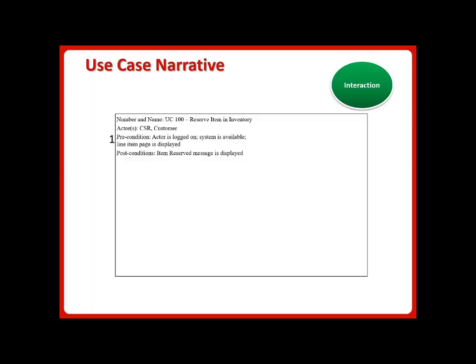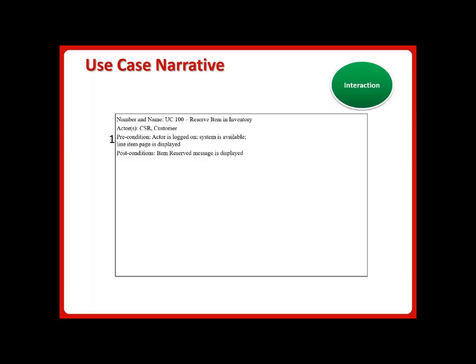Number 1, how do we know when we're ready to begin? We do that through what's called here a precondition. And again, I don't care what language you use, it's the concepts that are important to understand. So we have some preconditions. These are states, these are conditions, they're not actions that anyone takes. The actor is logged on, the system is available, and the line item page is displayed. We know exactly where we are. This is where we begin the use case.